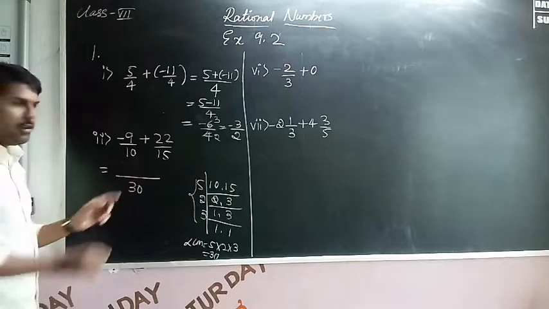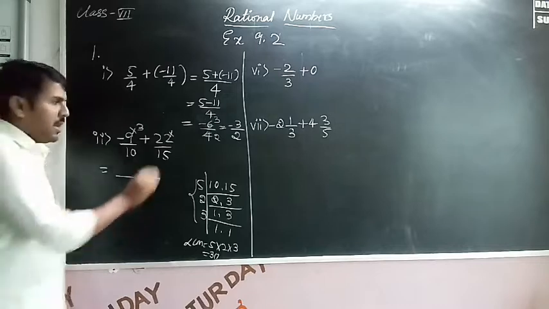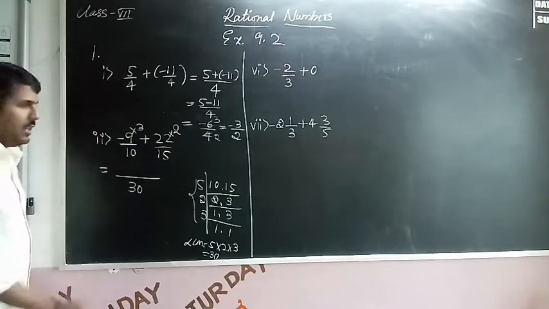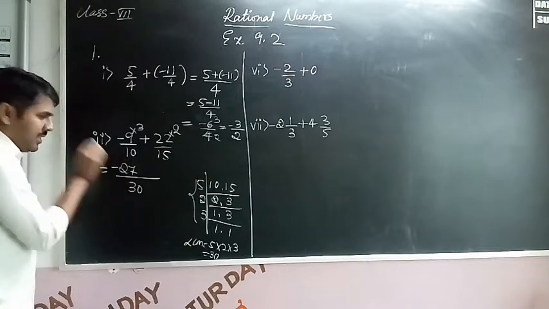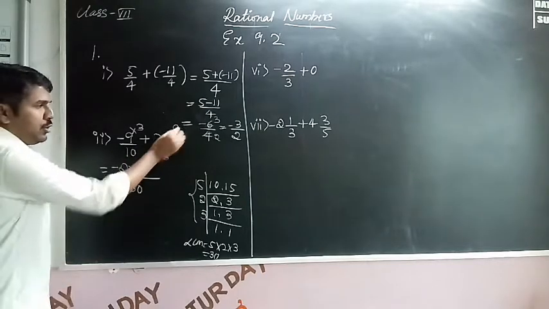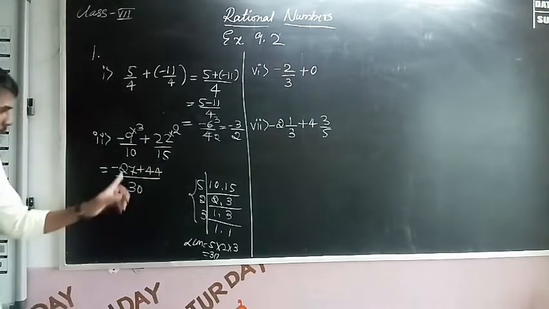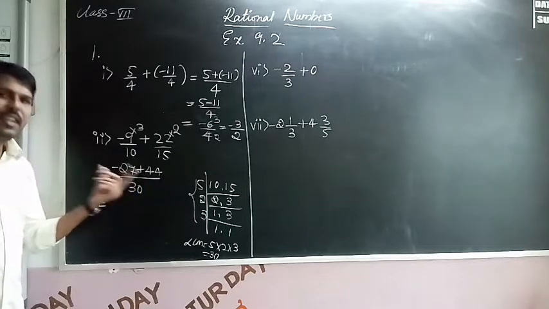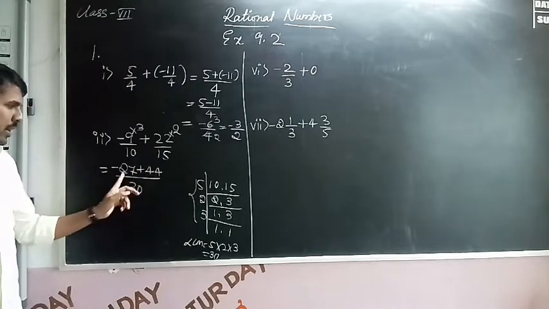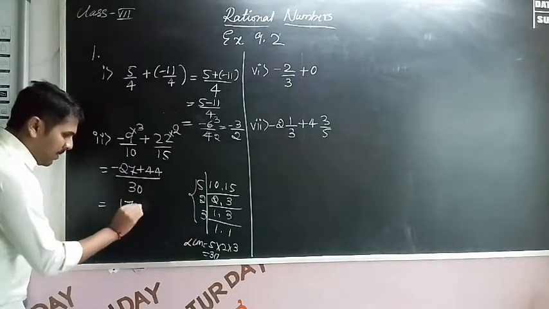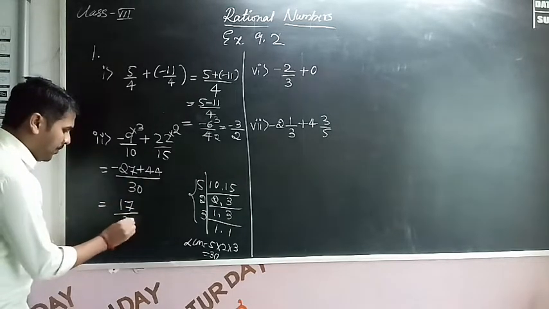So here 10 is there. What do we have to multiply? 3. 10 3s are 30. Here 15 is there, so multiply 2. 15 2s are 30. So 9 into 3. 9 3s are 27. But here the minus sign is there, keep it as it is. 22 2s are 44. So now here plus and minus sign. If the signs are different, you have to subtract the numbers. So subtracting 44 minus 27, 17, and the biggest number's sign is plus. So plus 17 divided by 30.